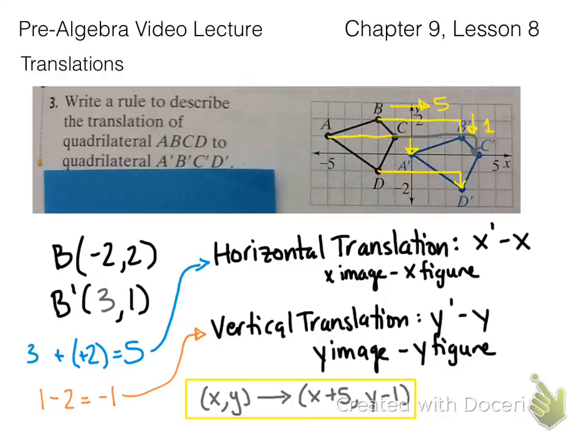Ta-da! Okay, guys, I'm done. I hope you understand translations. Translations are pretty fun, actually. I like them.